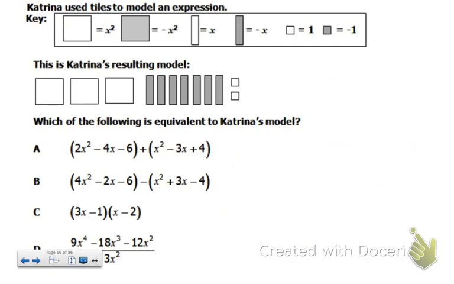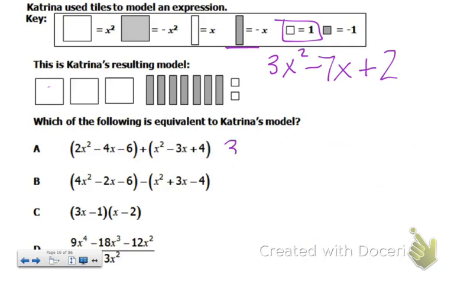Okay, so we have tiles and we're modeling expressions. It says Katrina's resulting model is the following. I would recommend that you first write this algebraically, then see which of the answers ends up solving to that same thing. So because we have 3 white boxes, that's positive 3x squared. We have 7 of these, that's minus 7x. And then 2 of these, so plus 2. So then I would just go through and see what you end up with.